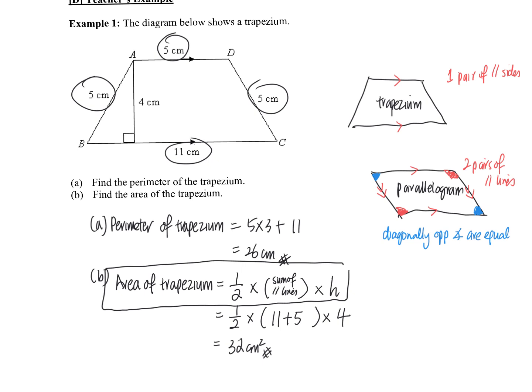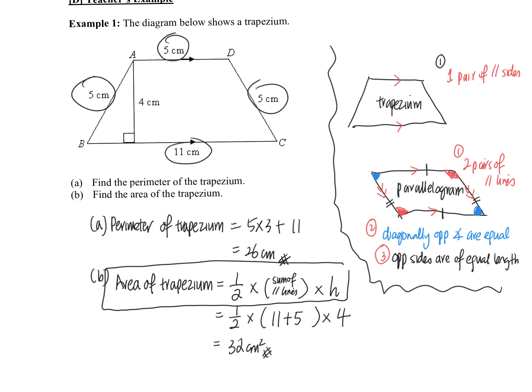Okay, anything else you know about parallelogram? Opposite sides are equal. Very good. The opposite sides are of equal length. So there are 3 things for parallelogram and just 1 for trapezium. So these are the properties to take note of.